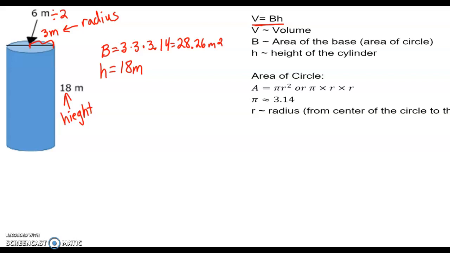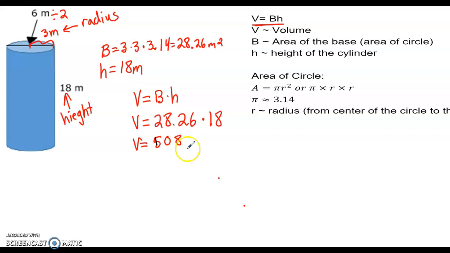So then, now that we have our capital B and our H, we know that we can do V equals capital B times H to find our volume. So our volume is going to be V equals 28.26 times 18. And when we take 28.26 times 18, we get a volume of 508.68 meters cubed.